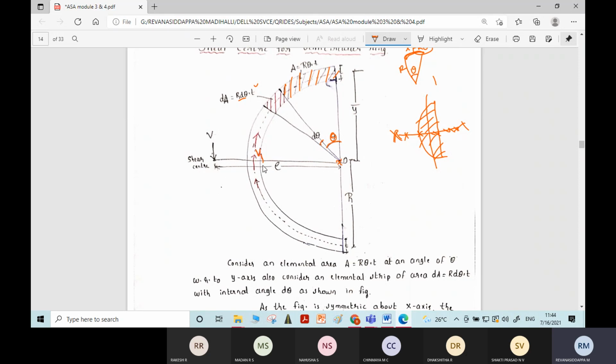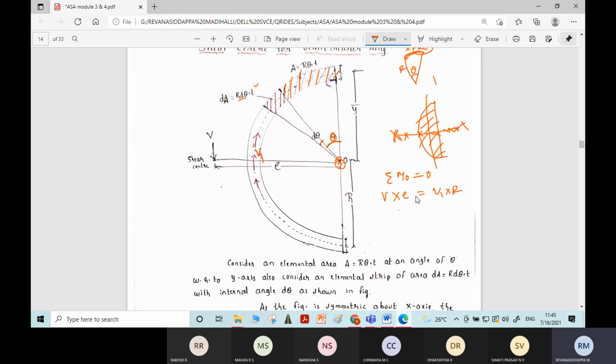We will take moment about O, sigma MO equal to 0. If you take sum of moments about O equal to 0, it becomes V into E will be equal to V1 into R. The moment of this resultant shear force about point O is V into eccentricity E, the distance of the shear center from O. V into E will be equal to the shear force throughout the section into the corresponding radius R.